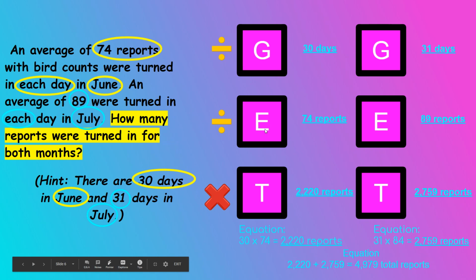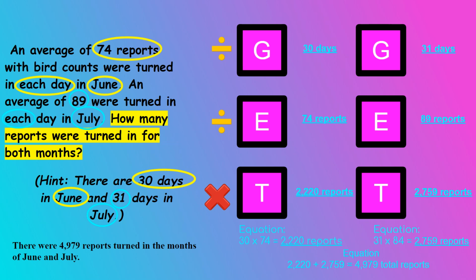I do also want to point something else out, boys and girls. Your E for each and your T for total will always have the same label. So here it's reports, and you'll see it again, reports. So that's just another little trick. And to answer our question, there were 4,979 reports turned in the months of June and July.